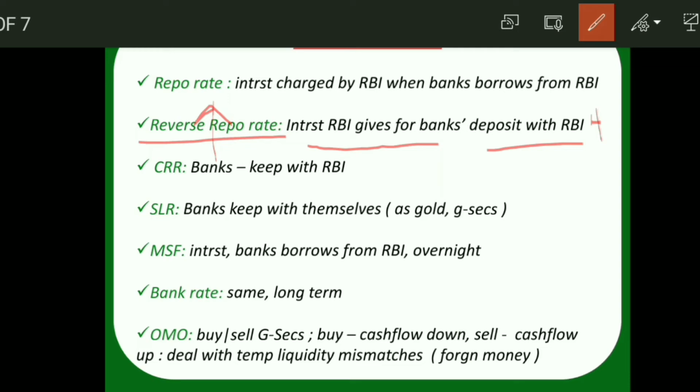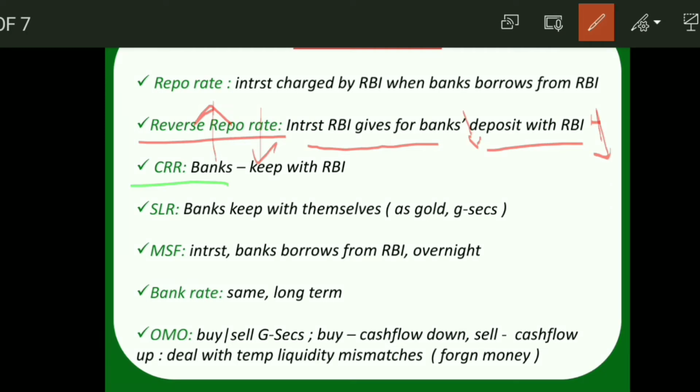So they will prefer to park more money with RBI. Consequently, they will have less money to lend. So our businessmen won't get enough money from the banks. The overall cash flow in the economy decreases and inflation also decreases. Here also an inverse relation can be observed. When reverse repo increases, inflation decreases. Understand? Just the opposite happens when the reverse repo rate decreases. You can understand that. Just think.